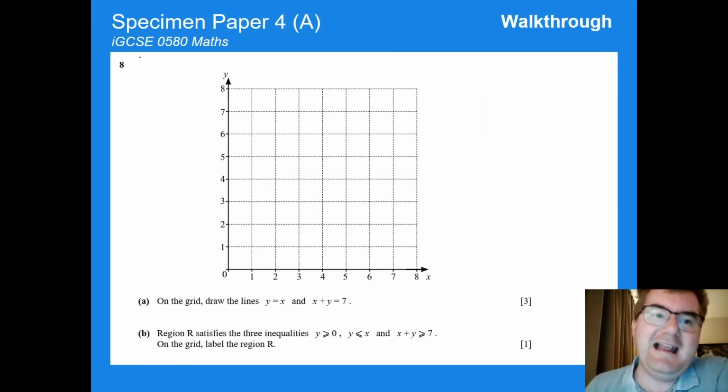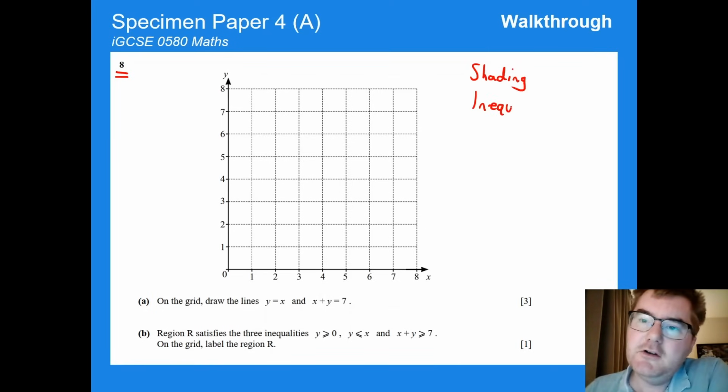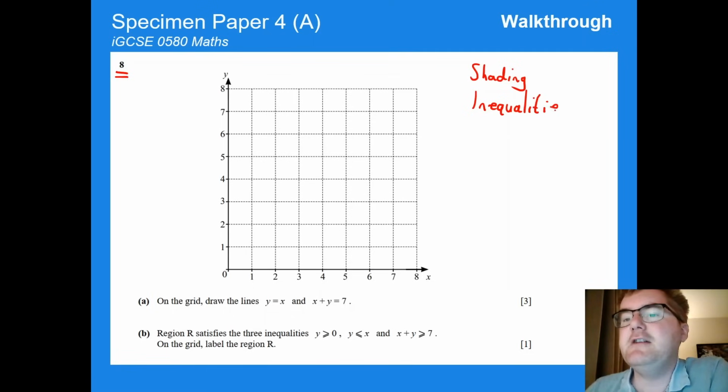On to question 8, and this is one I've had a fair few questions about. So this is a shading inequalities question. However, a shading inequalities question is not necessarily the same as linear programming.